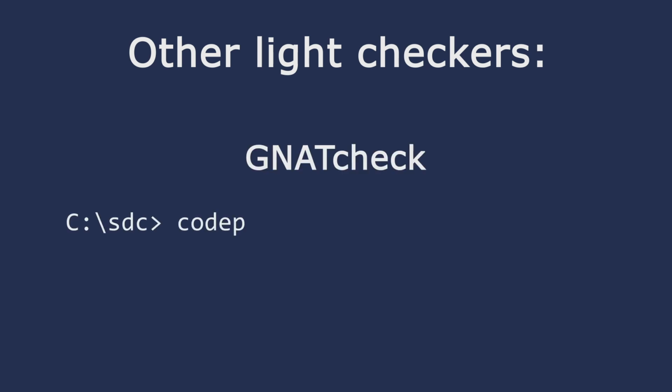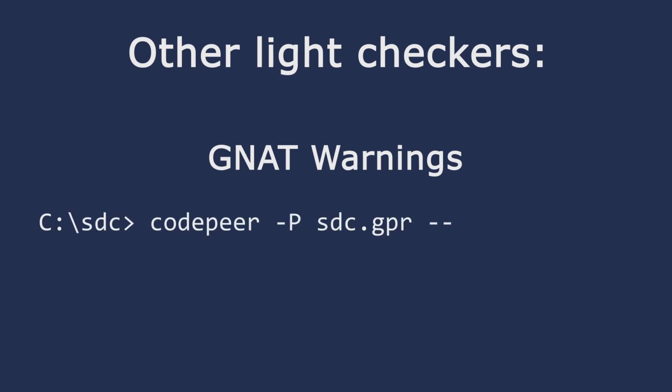Additional light checkers are available besides our LAL checkers. You can tell CodePeer to invoke GNATcheck, for instance, so that it can report on conformance to your coding standard. CodePeer is even able to invoke GNAT as a light checker. Even if you don't use the GNAT Pro compiler, you can still benefit from the warnings that this compiler generates when examining your code.